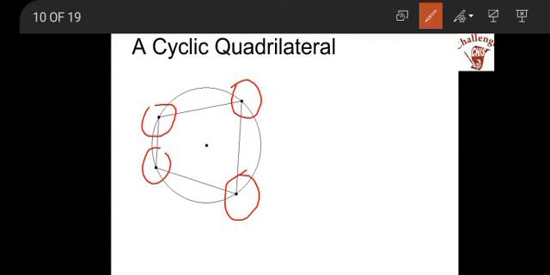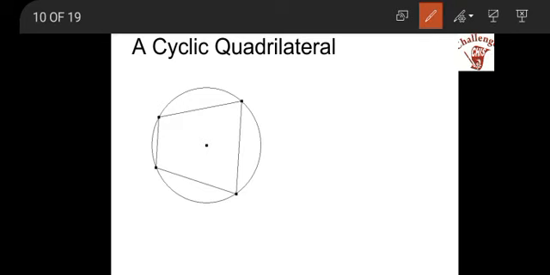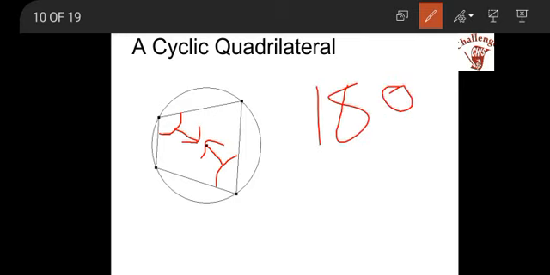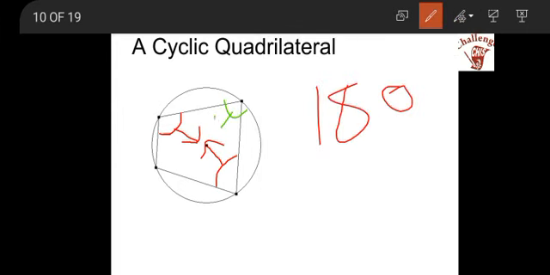That means if we have a quadrilateral and its 4 vertices join the circumference at the same time, we have each 2 angles opposite to each other. For example, this angle is opposite to this angle. We add up those 2 angles to 180. And also we can say that this angle is opposite to this angle.